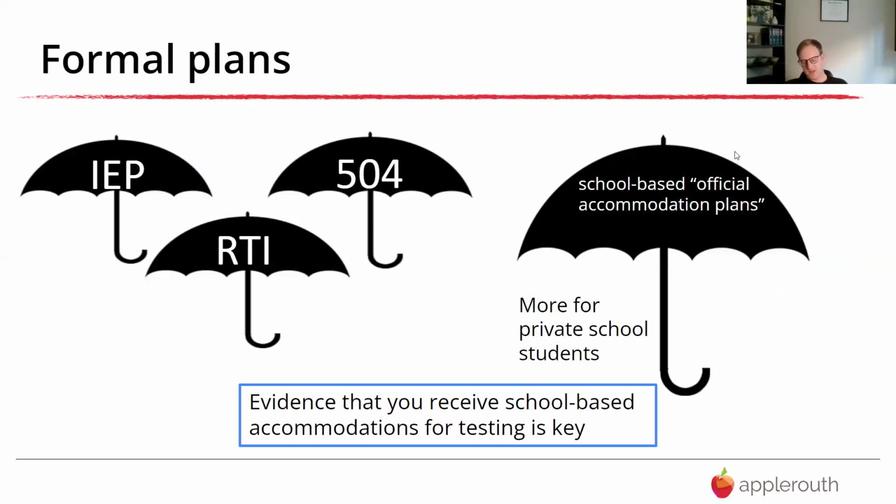And so, as I mentioned, you must have evidence that you receive school-based accommodations if you want it on the ACT, SAT. The school-based official accommodation plans, that's more of a private school thing. The more common things we see by far are the IEPs and the 504s, right? And many students, if you have a learning difference, you are already probably familiar with this. The hard part is getting the teachers to actually enforce it properly.